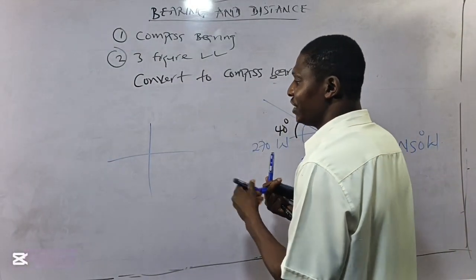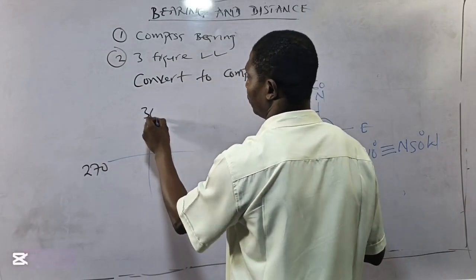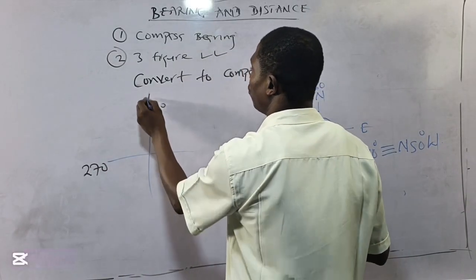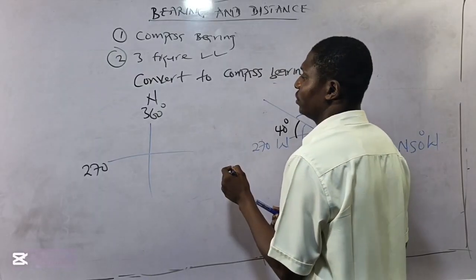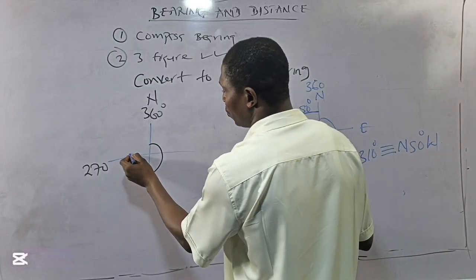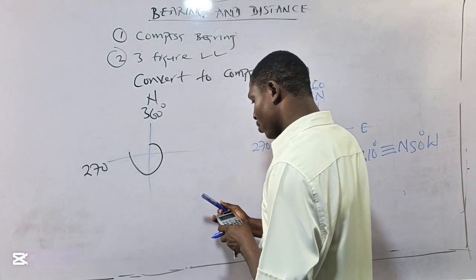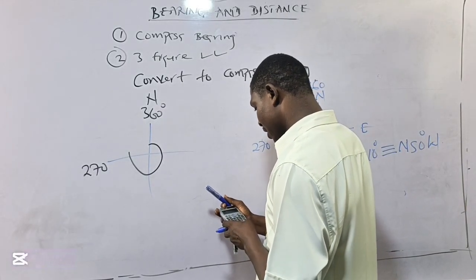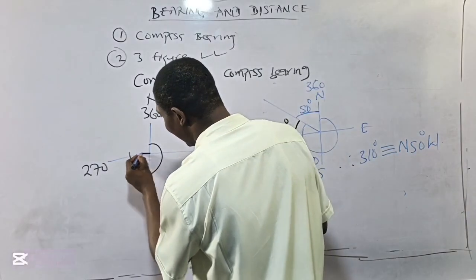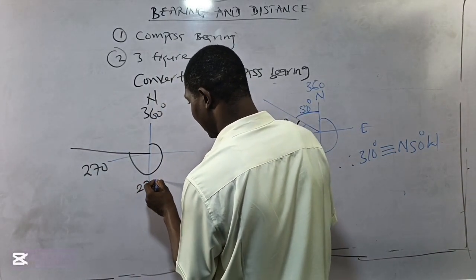So we have 278 degrees, which is greater than 270 degrees. So we must start from the north. 278 degrees is greater than 270. Let's wait here. So we have 278 minus 270, and that gives us 8 degrees, a very tiny angle. So this is 278 degrees.